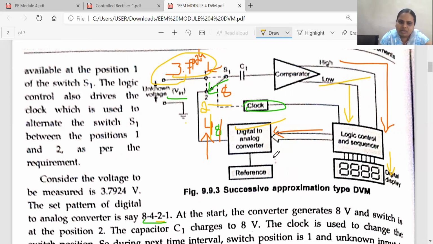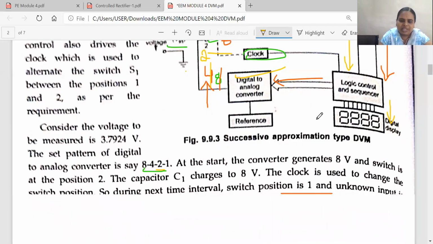Based on the comparison between the unknown voltage and the digital to analog converter output, we will check whether they are equal. When both are equal, you get the output. Till it becomes equal, the successive approximation keeps checking and storing values. If it is equal, then we proceed. If it is not equal, some approximation theory is applied here.